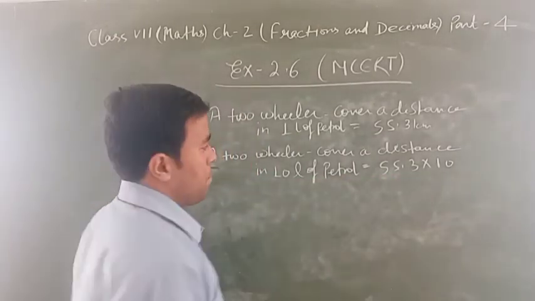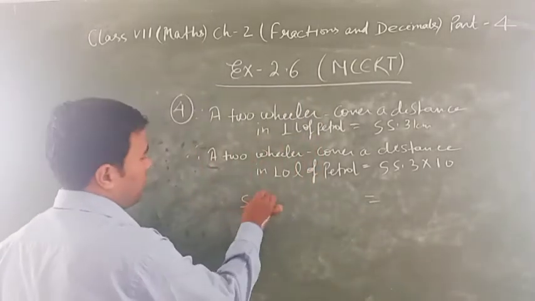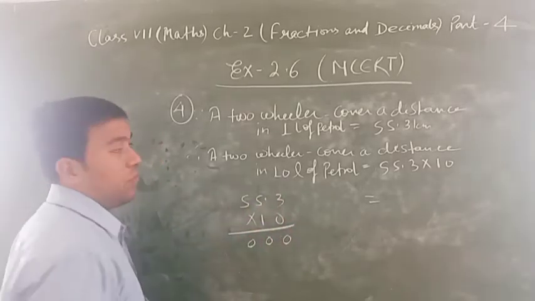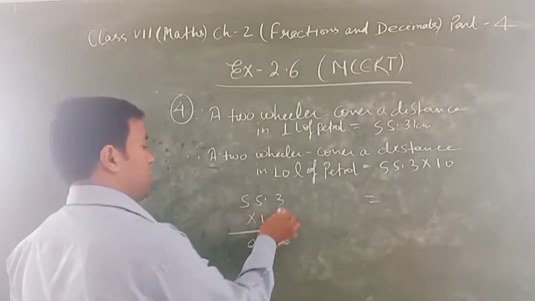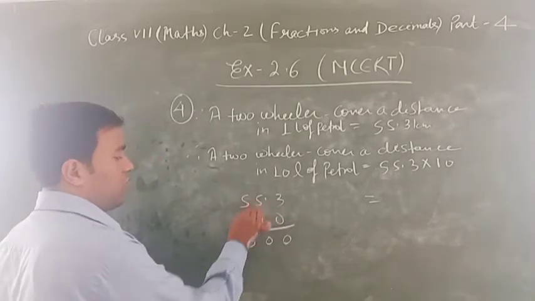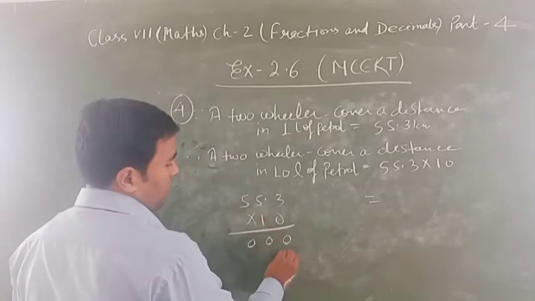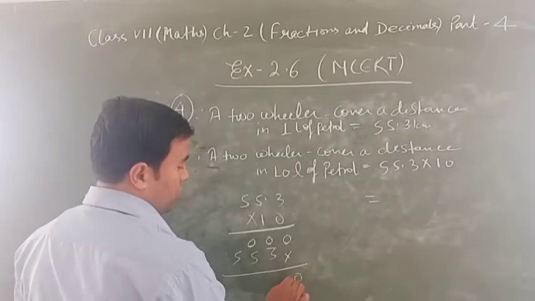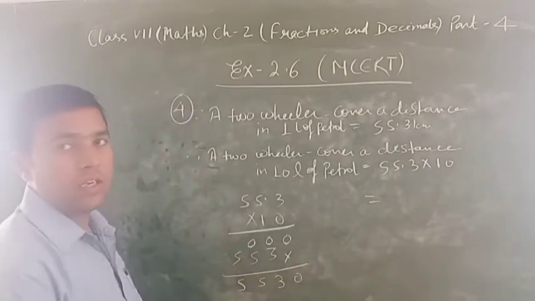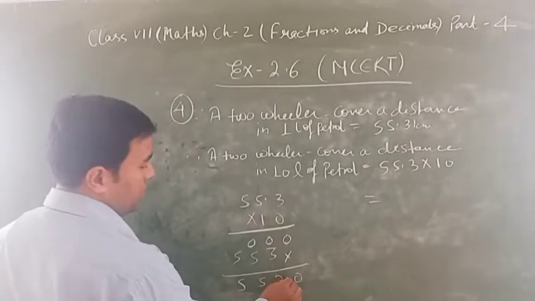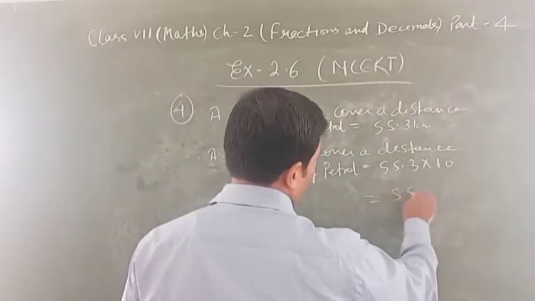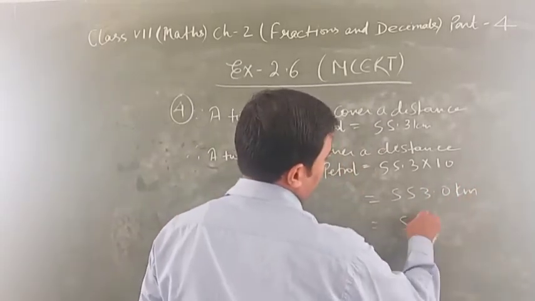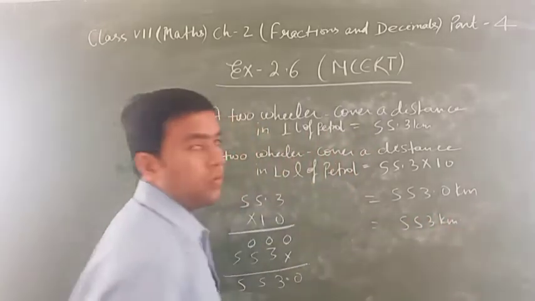To multiply means 55.3 into 10. 0, 0, 0. If you multiply 0 with any number, 0 threes are 0, 0 fives are 0, 0 fives are 0. After that 1 three is 3, 1 five is 5, 1 five is 5, 0, 3, 5, 5. Clear? After point 1 number means 553 kilometer.